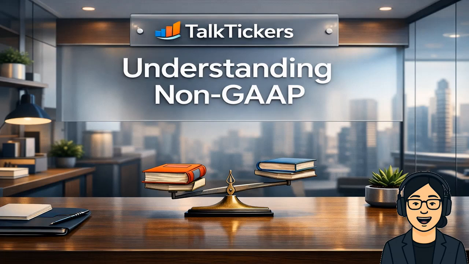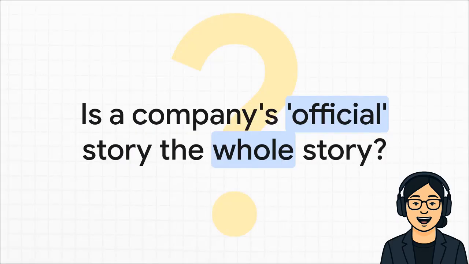Okay, so when a company drops its earnings report, how can you be sure you're getting the whole picture? The truth is, there's often more than one story being told, and knowing the difference can change everything. So in this explainer, we're going to dive into these two parallel universes of financial reporting. You've got the official, by-the-book numbers, and then you've got the story that management wants you to hear. And look, for any serious analyst, for any investor, you absolutely have to know how to read both.